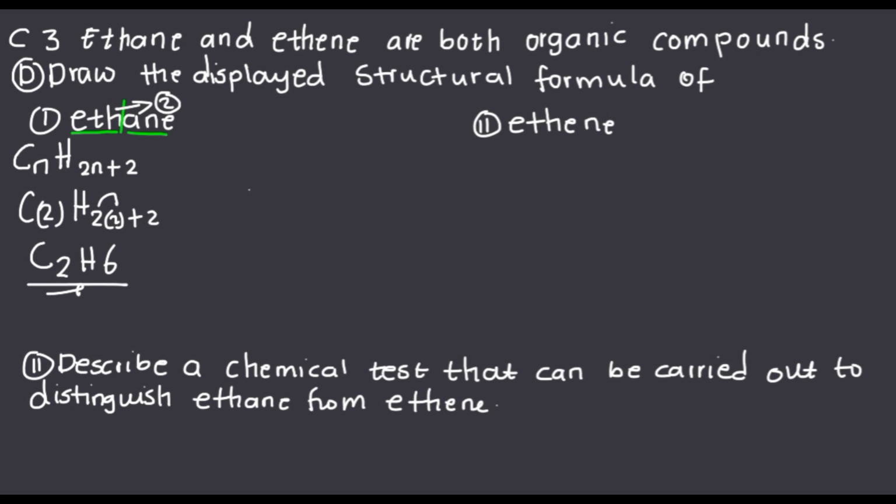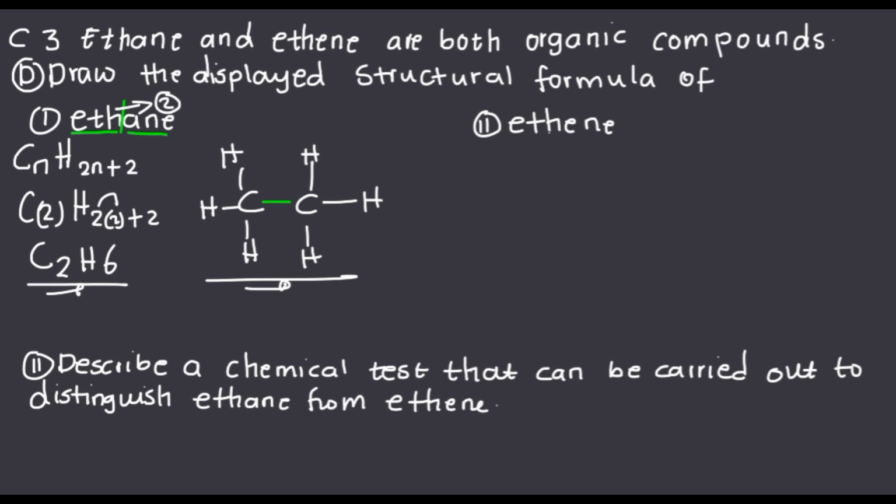Then for the displayed structure, we are going to write the 2 carbons. Now make sure that under ethane with ANE, you need to put a single bond. That's what the suffix tells us. Whenever you see ANE, it should be single bonds between carbon atoms. So we put the 6 hydrogen atoms on each remaining bond. So we have our structure.